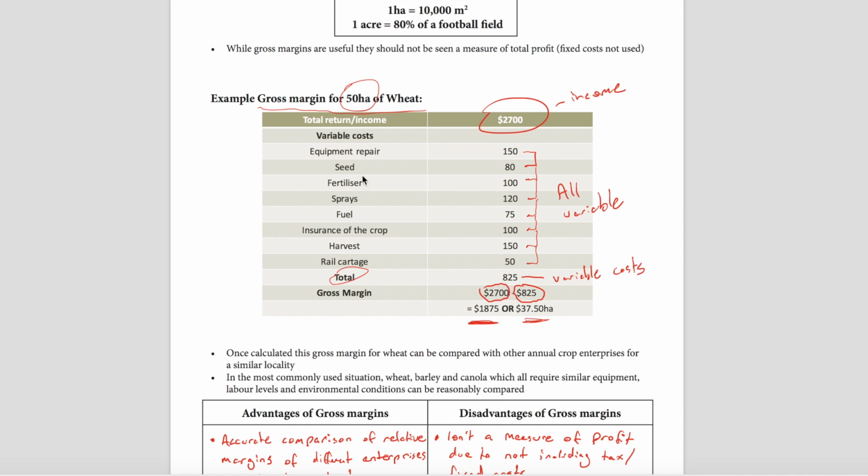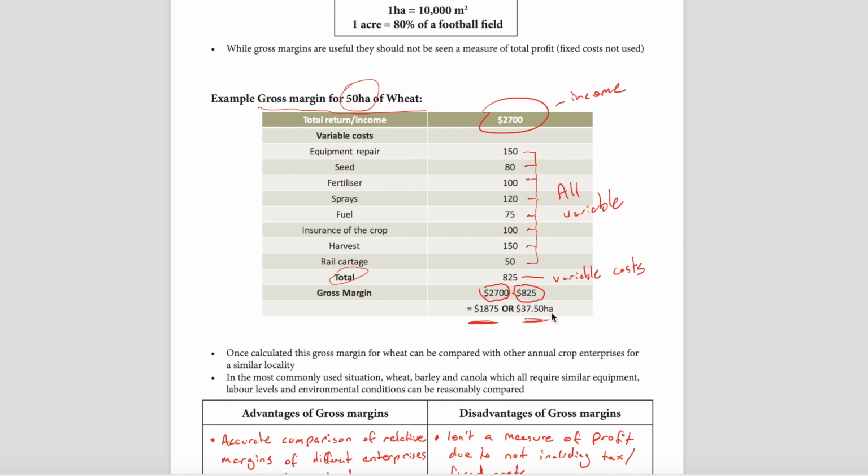So equipment repair, seed, fertilizer, sprays, fuel, insurance of the crop, which you wouldn't have if you didn't grow the crop, harvest, and then rail cartage, which means transport. All those things you need to add together. So you have $2,700 income minus all of the variable costs added together, which gives you $1,875, which works out divided by 50 hectares to give you $37.50 per hectare gross margin.